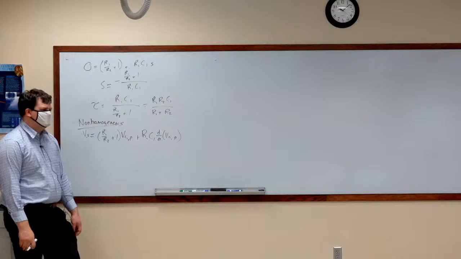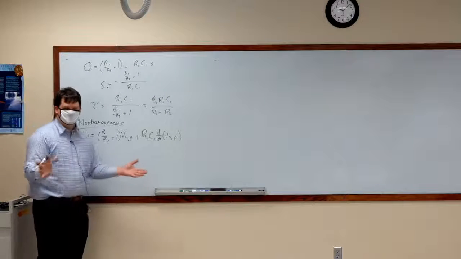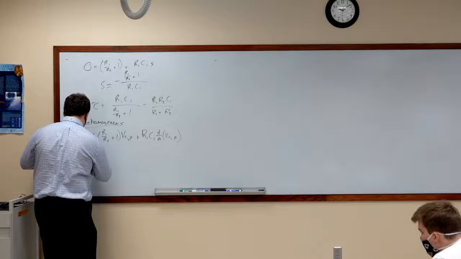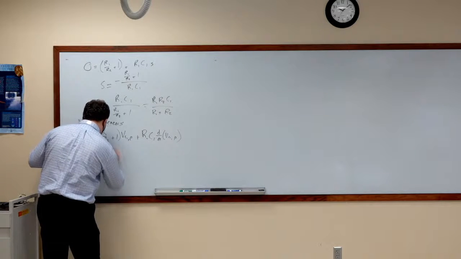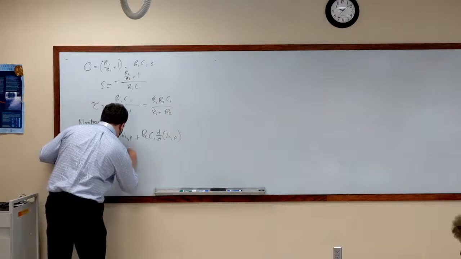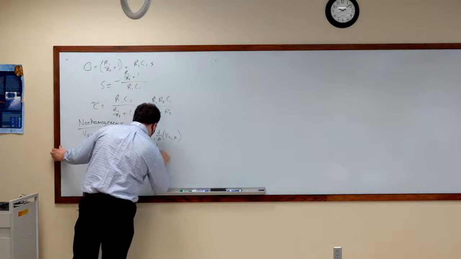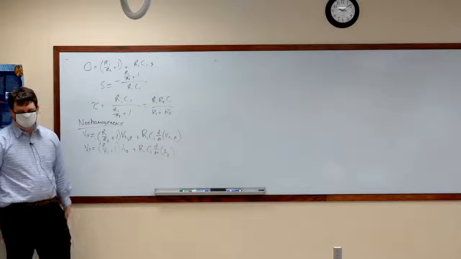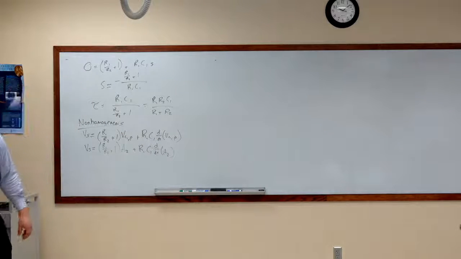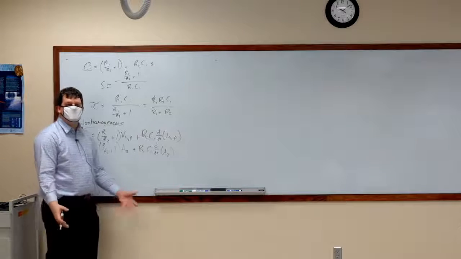What is it? It's A2. It's a constant. So we'll just plug A2 into this. So Vs is equal to R1 over R2 plus 1 times A2 plus R1C1 times the derivative of A2. What is the derivative of A2? It's 0.